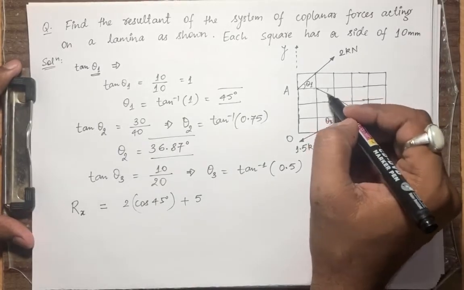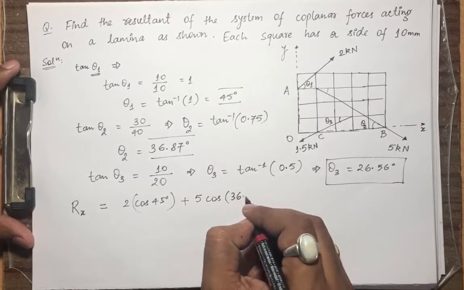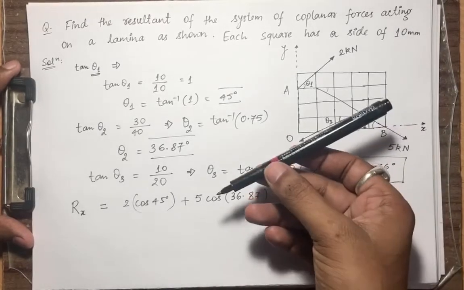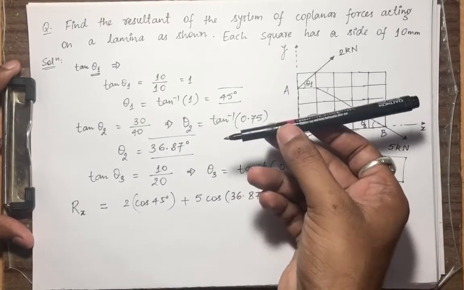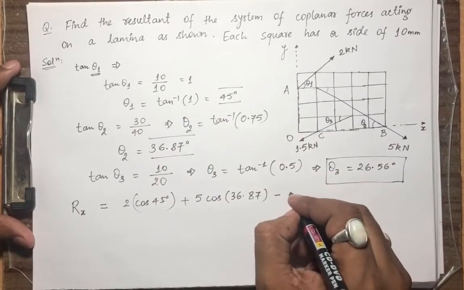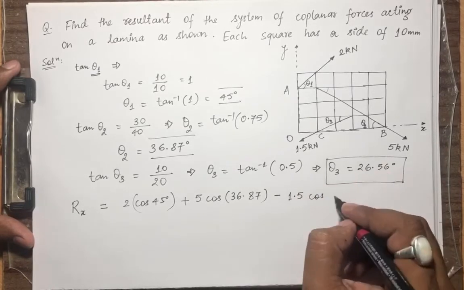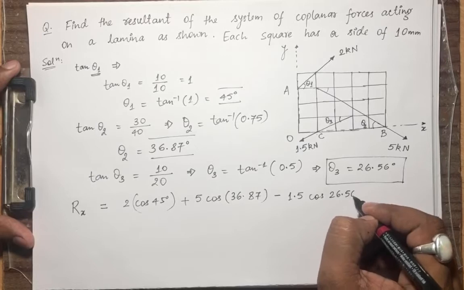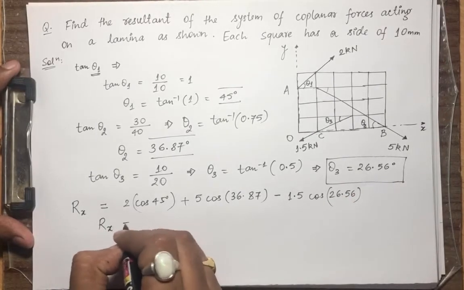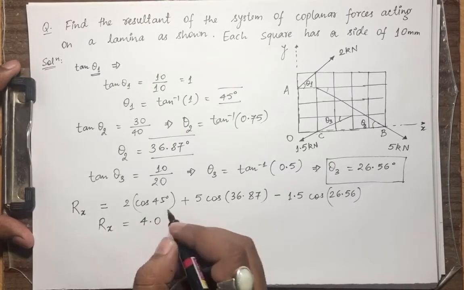So this is also theta 2: cos 36.87. This is 1.5, and its x component will be towards minus x. So this is minus 1.5 cos theta 3, which is 26.56. After solving you will get Rx as 4.072.